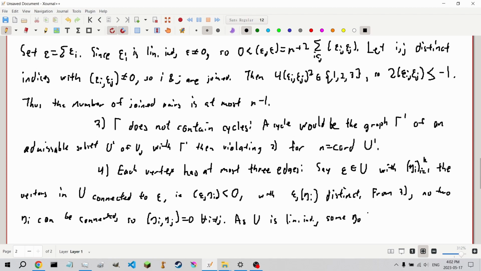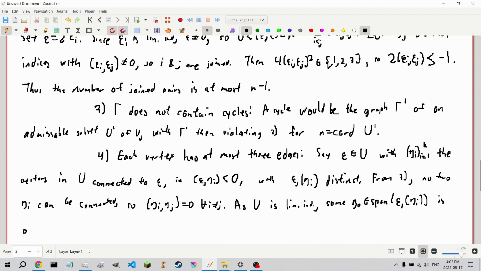Some epsilon_0 in the span of epsilon and these etas is orthogonal to all of the etas, so that would give it a non-zero form with epsilon. Pay attention more to what I'm writing than what I'm saying.